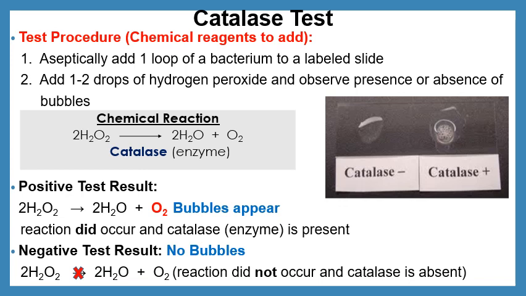The negative result, which is why it has an X over it, means this reaction did not occur and that catalase is absent. A negative result would be indicated by no bubbles. The bubbles occur almost immediately, so it is important to take any kind of documentation, such as photographs or notation, right after you've added the hydrogen peroxide to see if it's a positive or negative result.